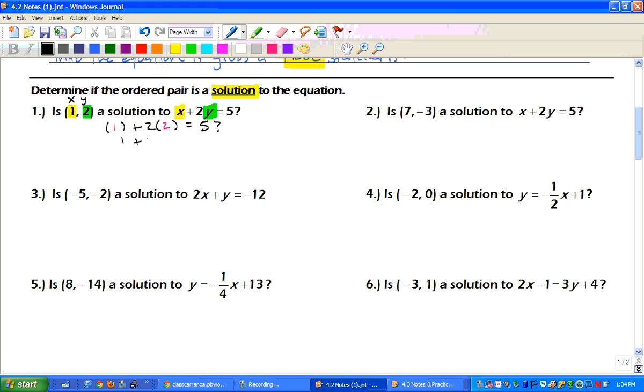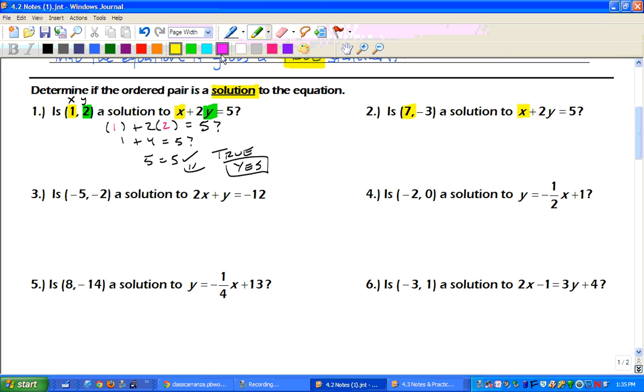1 plus 2 times 2 is 4. Does that equal 5? 5 equals 5. So this is a true statement, okay? The other thing you can just say is yes. All right, let's do the next one.